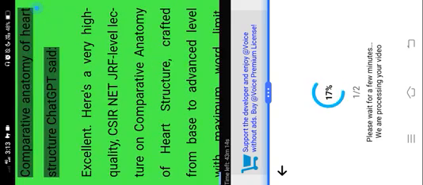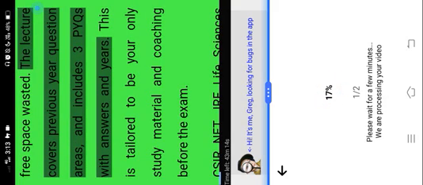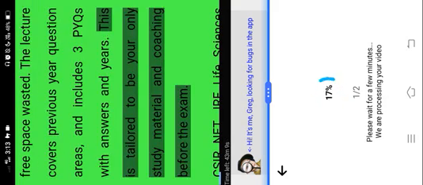You said: Comparative anatomy of heart structure. ChatGPT said: Excellent. Here's a very high quality CSIR NET JRF level lecture on comparative anatomy of heart structure, crafted from base to advanced level with maximum word limit, paragraph-only format, and no free space wasted. The lecture covers previous year question areas and includes 3 PYQs with answers in years. This is tailored to be your only study material and coaching before the exam.